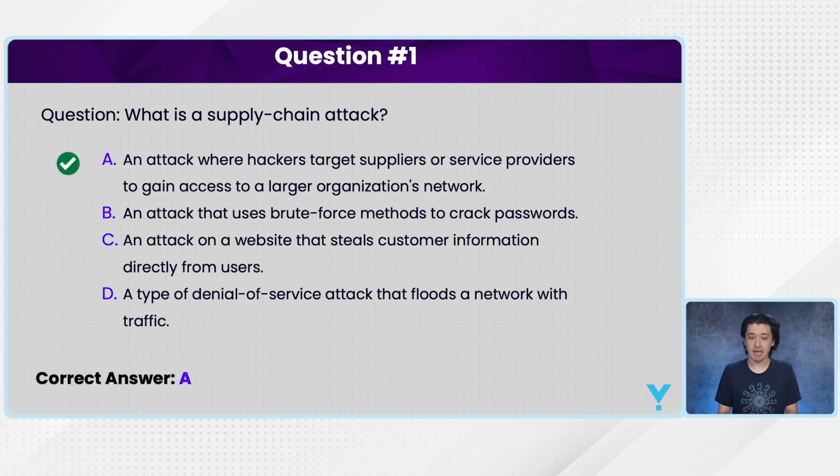Answer is A, an attack where hackers target suppliers or service providers to gain access to a larger organization's network. Now remember, a supply chain usually comes in like logistics. Think of it like this: a train of supplies going into your company. If one of them gets attacked, your company becomes infected. It becomes compromised. It's not something that happens in your company. It happens going into your company.